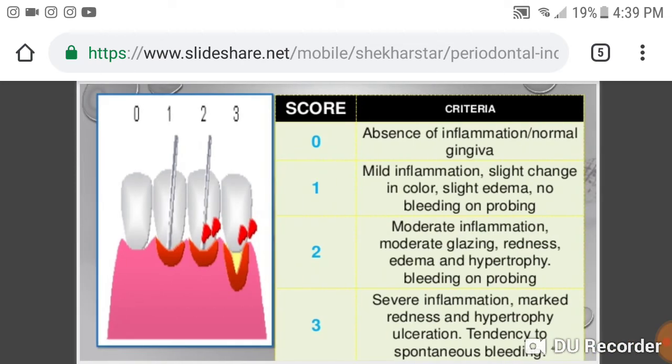Score 0: absence of inflammation, normal gingivae. For 1, we have mild inflammation, slight change in color, slight edema, no bleeding on probing. For 2, we have moderate inflammation, moderate glazing, redness, edema, and hypertrophy, bleeding on probing. 3, severe inflammation, marked redness and hypertrophy or ulceration, tendency to spontaneous bleeding. Most times, patients come with the score 2 saying, "I bleed when I brush."